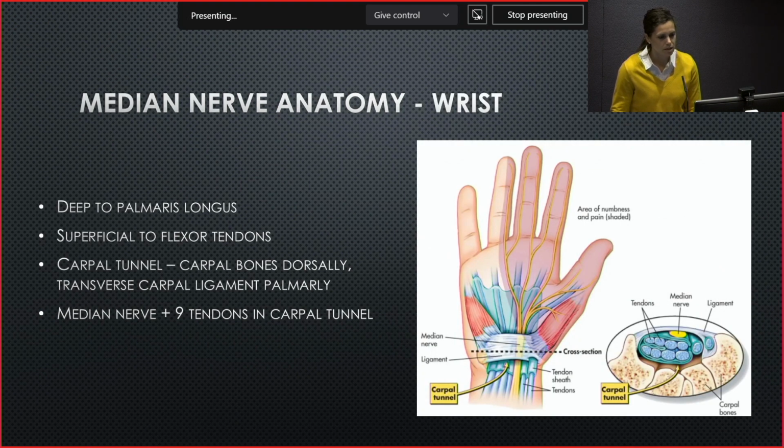In the wrist, the median nerve becomes very superficial, and it runs just under the palmaris longus tendon if patients have one. A lot of people don't have a palmaris longus tendon. The nerve is just superficial to the index finger flexor tendons, and it travels with 9 tendons in the carpal tunnel. Dorsally, the carpal tunnel is carpal bones, and then superficially, it's the transverse carpal ligament.